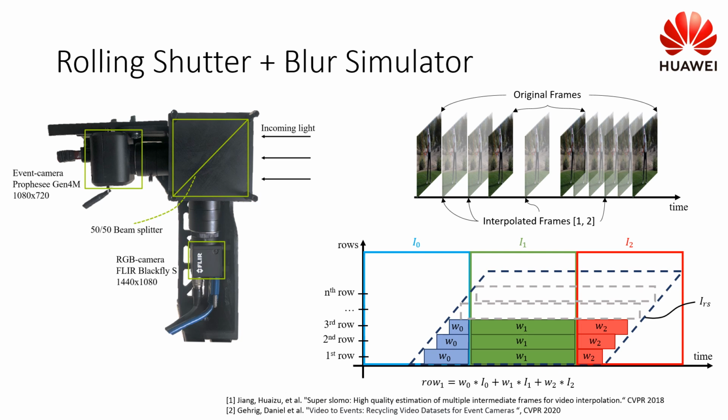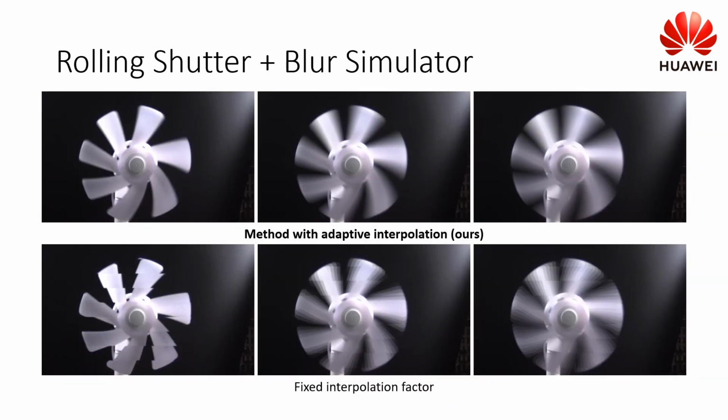Because the frame rate of the adaptively interpolated video is variable, we compute the weighted average of the interpolated images for each row depending on the time span over which this latent frame was visible to the camera. As ground truth global shutter, we just use the matching original global shutter frame. As you can see here, our adaptive interpolation scheme eliminates temporal aliasing artifacts, which can occur for fixed interpolation factors, and simulates realistic rolling shutter and blur.